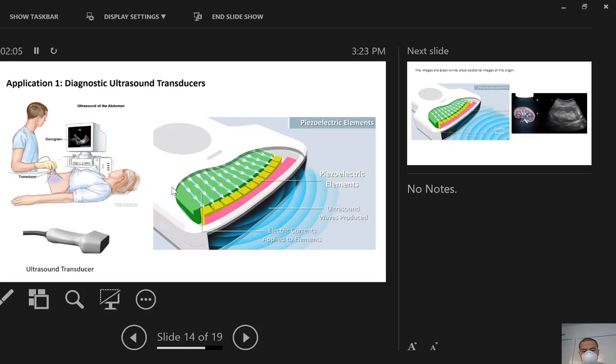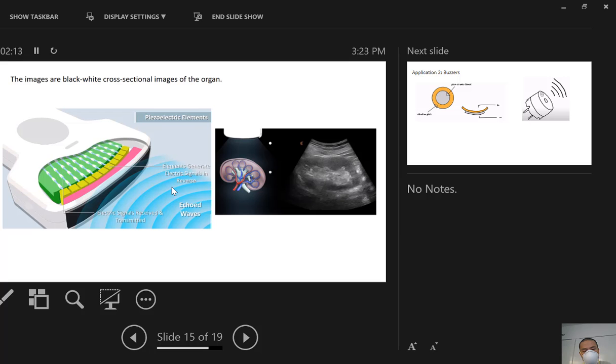So ultrasound transducers are piezoelectric transducers. They respond to the sound and convert it into voltage, and then circuits, right, to the ADCs like that.